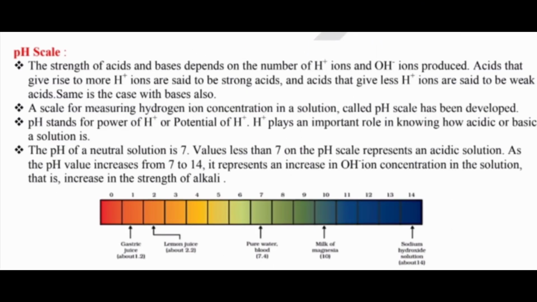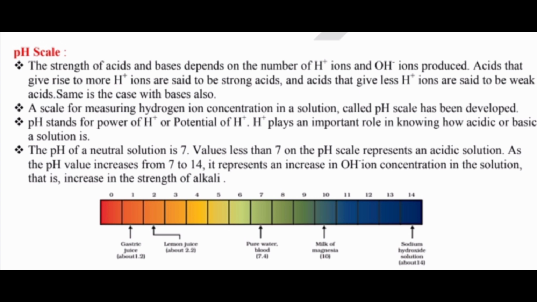pH scale. The strength of acid and bases depends on the number of hydrogen ion and hydroxyl ion produced. Acids that give rise to more hydrogen ions are said to be strong acids, and acids that give less hydrogen ions are said to be weak acids. Same is the case with base also. A scale for measuring hydrogen ion concentration in a solution called pH scale has been developed.